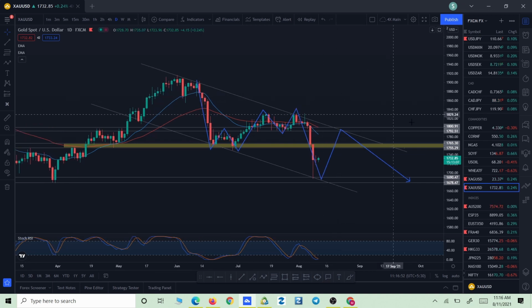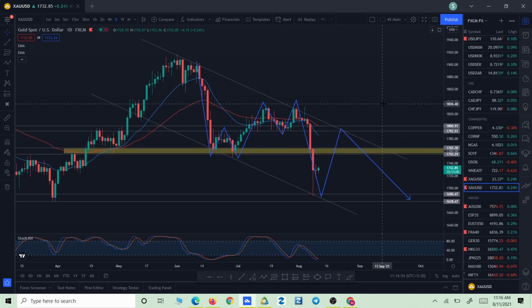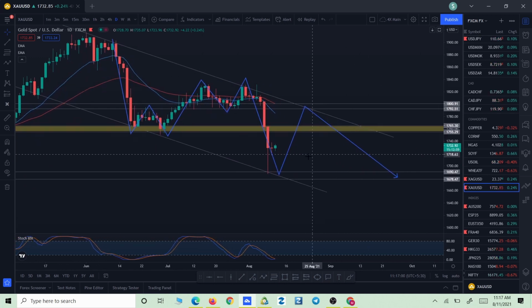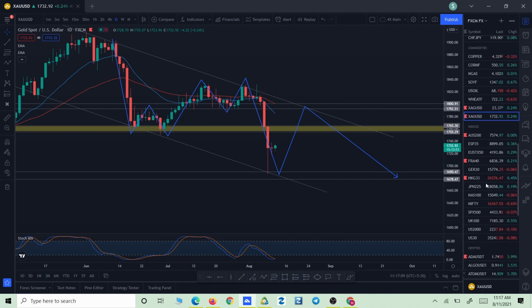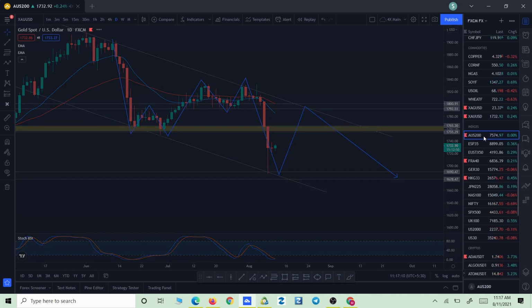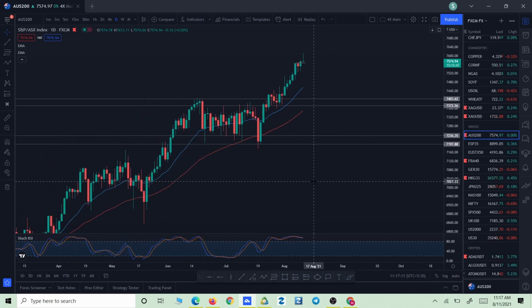Now we can see the 20 EMA is already below the 50, so that's another confluence which indicates the price is in a downtrend, and we can look for short trades. So depending upon the price reactions in these two zones, we can look for short opportunities in the market. Next, we are going to talk about the Aussie 200, that's an index.